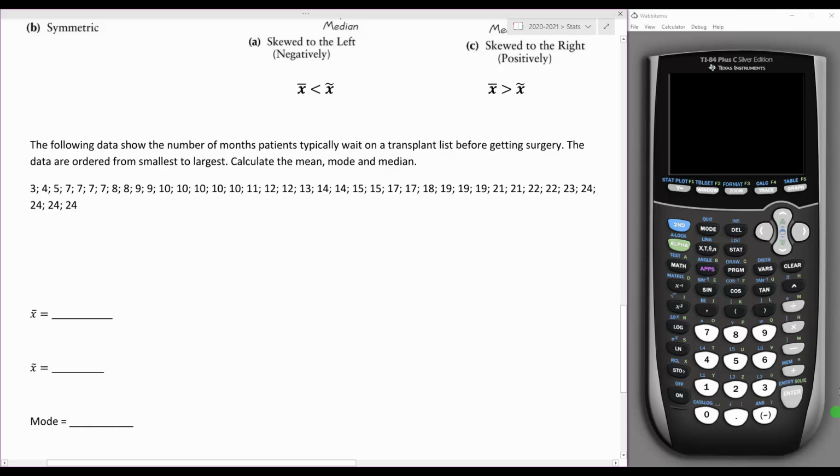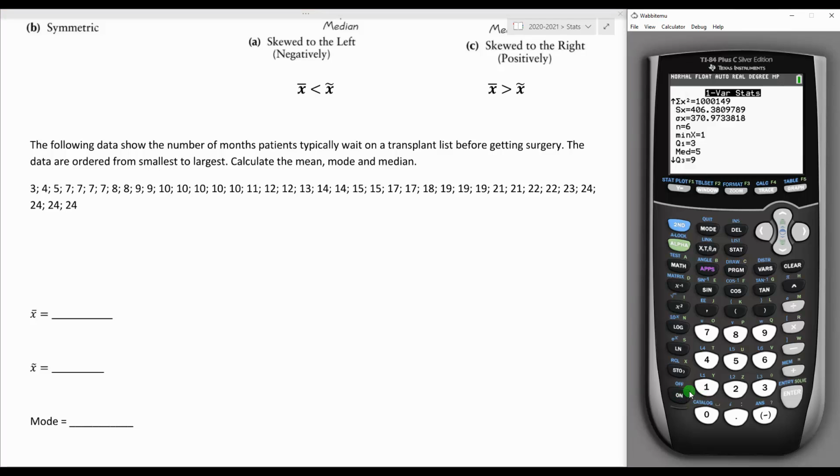If I were starting from scratch with this data, I would go to my stats menu, hit edit, and enter my data into a list just like you see here. I had all this entered in before I started the video because I didn't think you wanted to watch me enter in 40 pieces of data. There's 40 individuals in this study. You type the number, hit enter, and it puts it in the list. You should be comfortable with doing that by now.